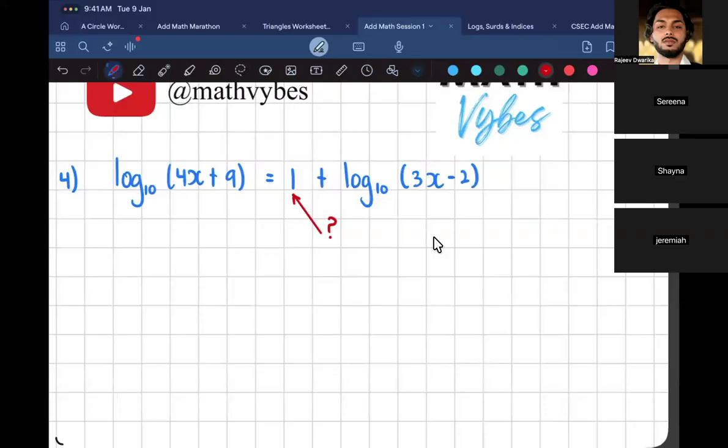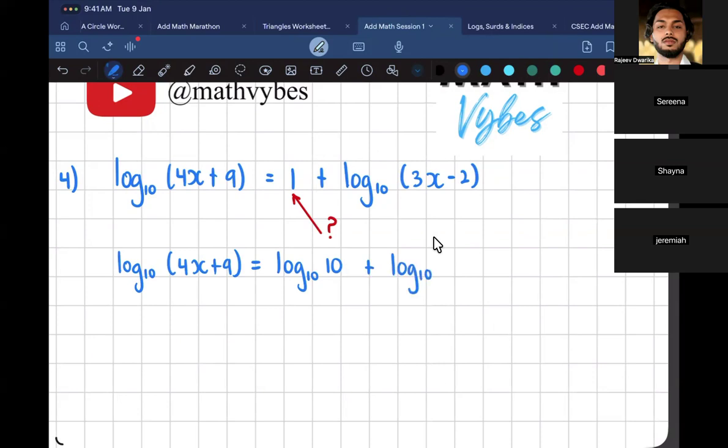So we have to convert everything to log base 10. If I do that, I'm going to end up with log base 10 of 4x plus 9, and on the right-hand side, that 1 is going to change to what? Log base 10. Right. Sheena, did I confuse you there? No, sir. Then I have log base 10 of 3x minus 2. Now, Serena, I see that you went down the route of using the quotient rule. What if I told you you could have also used the product rule? I didn't see that at first, but I see it now.